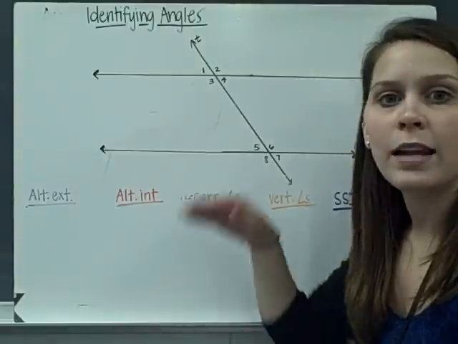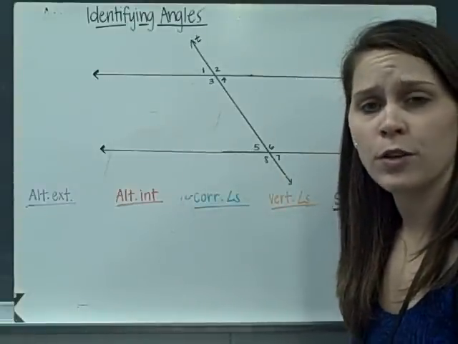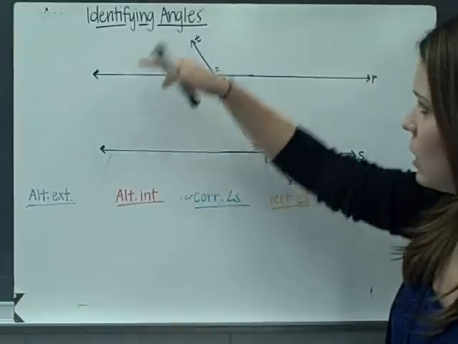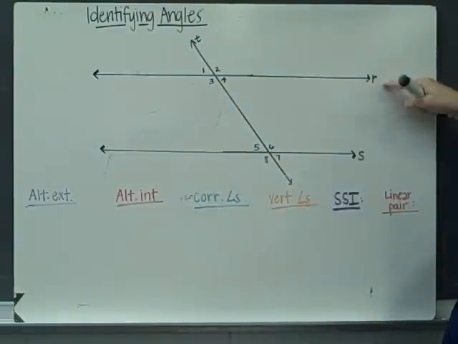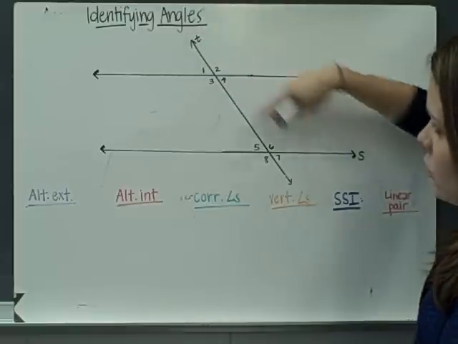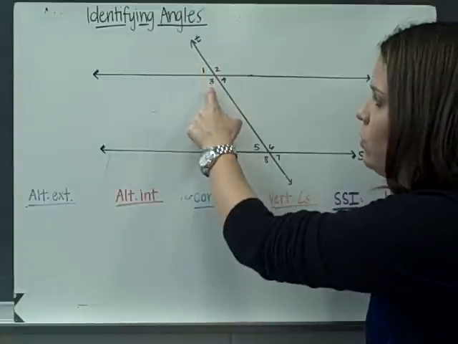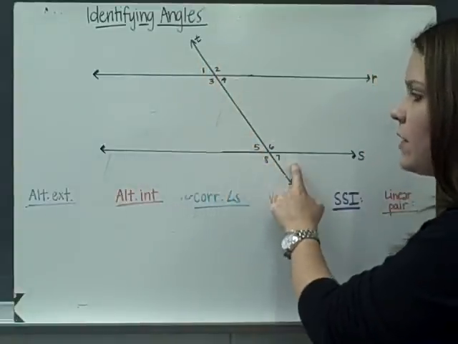So let's look at parallel lines cut by a transversal and identify the angles that are available. So we have two parallel lines, lines R and S, cut by the transversal T. And so this makes angles 1, 2, 3, and 4, 5, 6, 7, and 8.